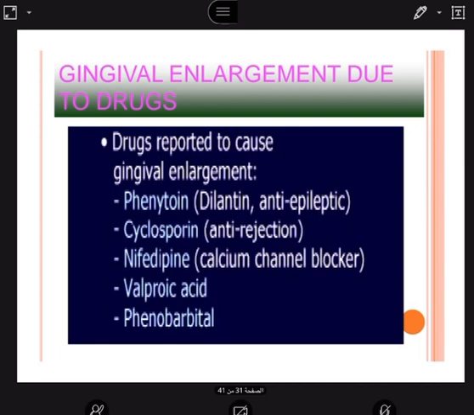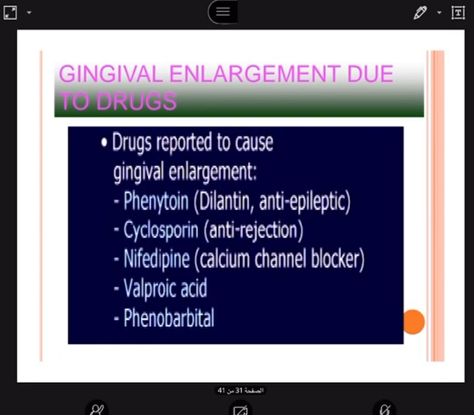So, different drugs: phenytoin. It's also known by the name Dilantin sodium. It is an anti-epileptic drug. It's given for treating what? Epilepsy. If you don't treat epilepsy, it can lead to serious complications. It's a neurological condition with fits and seizures.